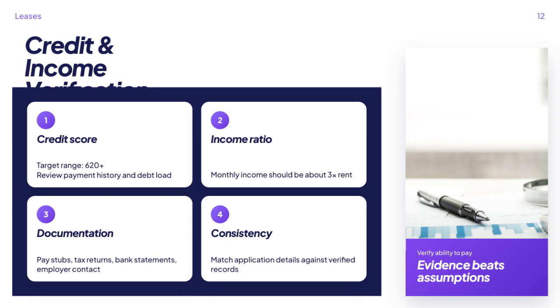Consistency is key throughout the process. It's important that all application details align with the verified records. We rely on concrete evidence, not assumptions, to confidently verify the applicant's ability to pay. By thoroughly checking credit, income, and supporting documents, we reduce risks and make informed decisions when leasing.